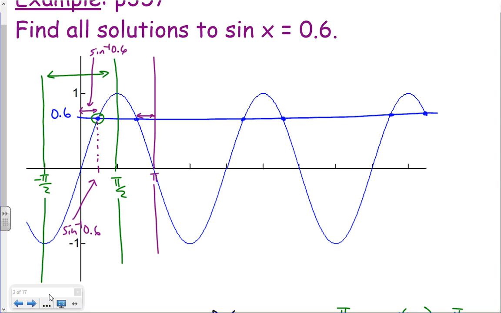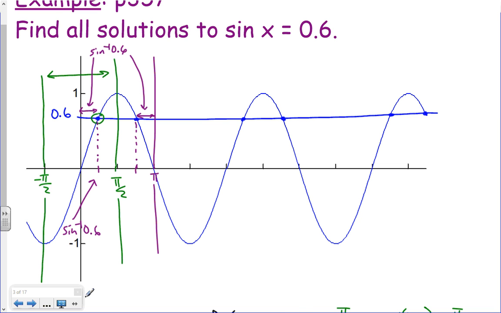So that means that this distance that I just marked here is also sine inverse of 0.6. Those are both measuring the same distance there. So then the question is, how do I use that to find out what the coordinates of this x value are right here? That's what I'm trying to find. I want to find those two solutions, those two values of x.